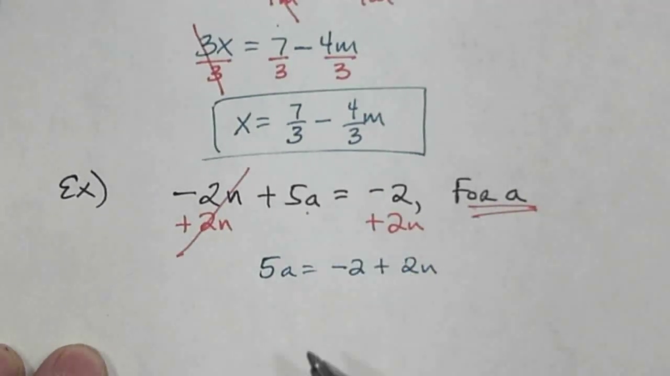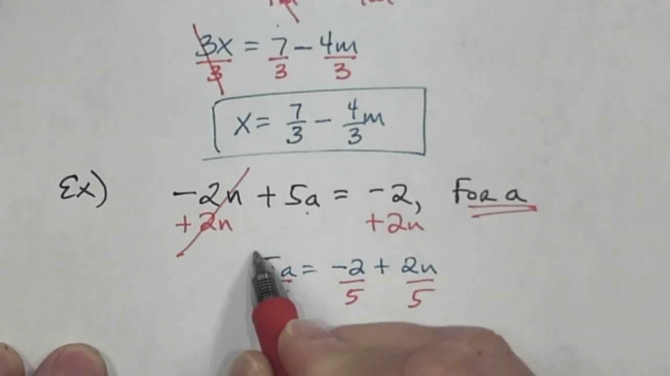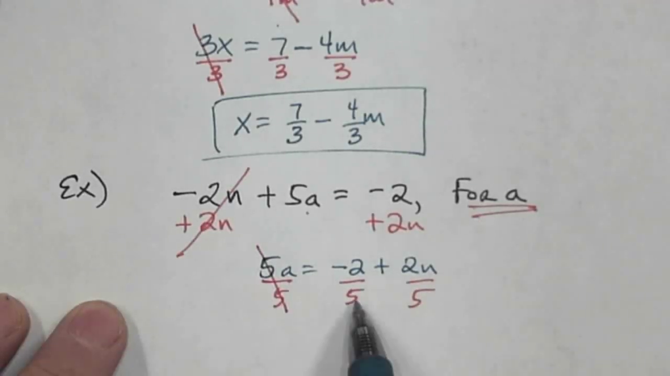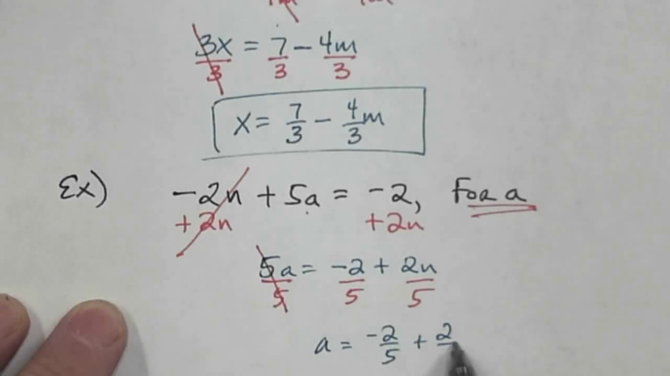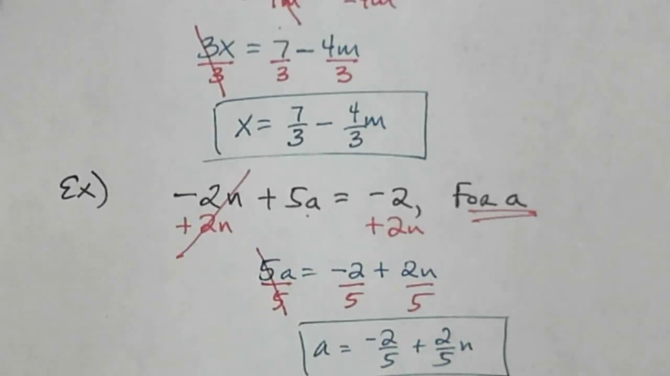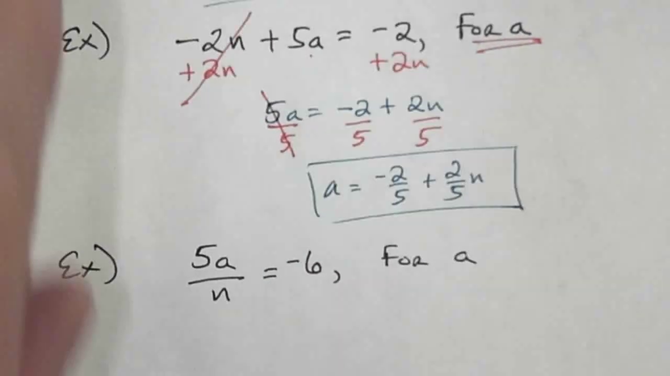Then we're solving for a. Divide by 5. This will cancel. 5 does not go into 2 in either case, so a equals negative 2 over 5 plus 2 over 5n. Let's do one more.